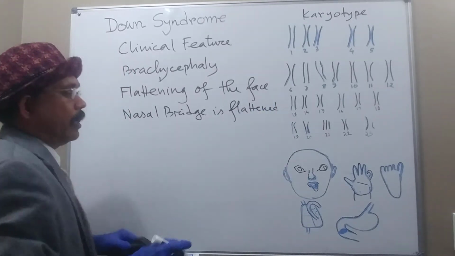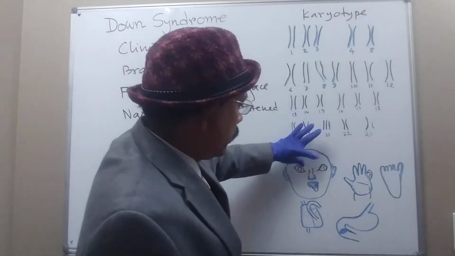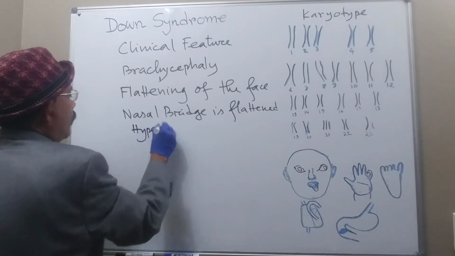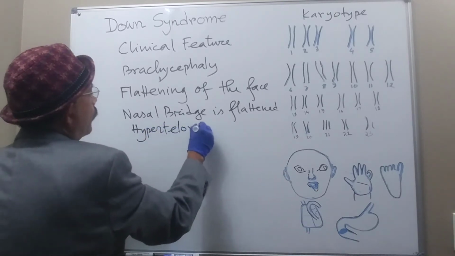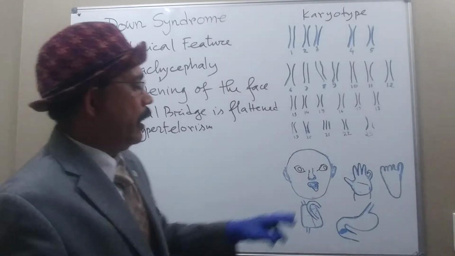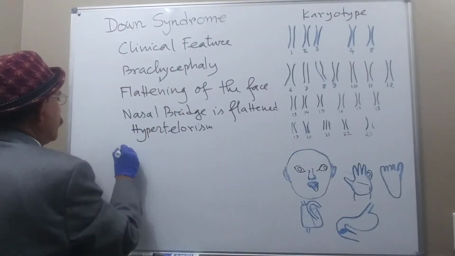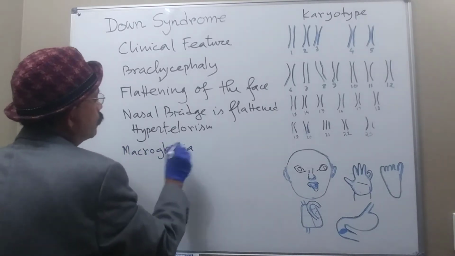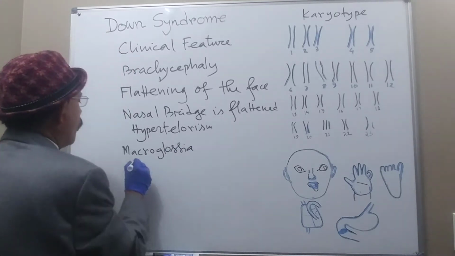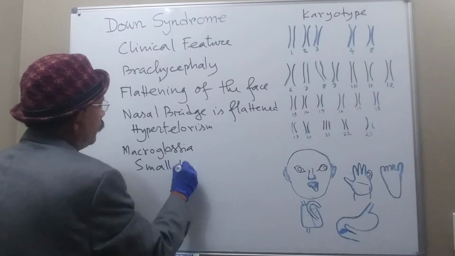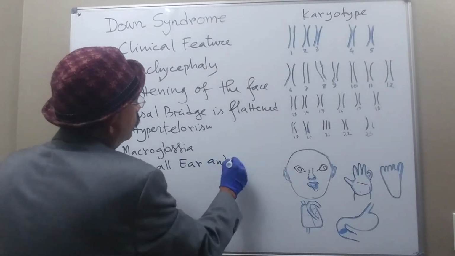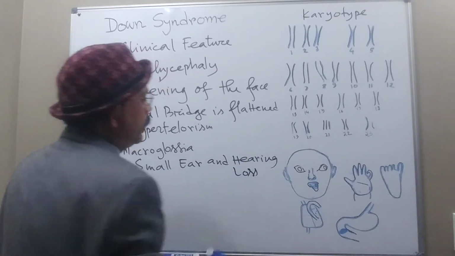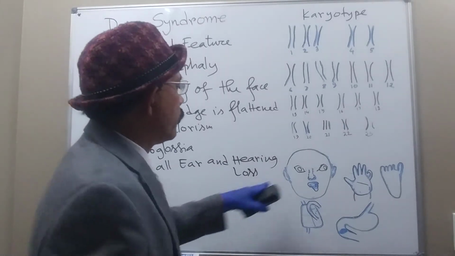The two eyeballs will be separated, a little bit more gap between them. We call it hypertelorism. We'll get an enlarged tongue, macroglossia, so there will be a protruded tongue. Small ears, and hearing loss is possible. Small ear and hearing loss. We got that.